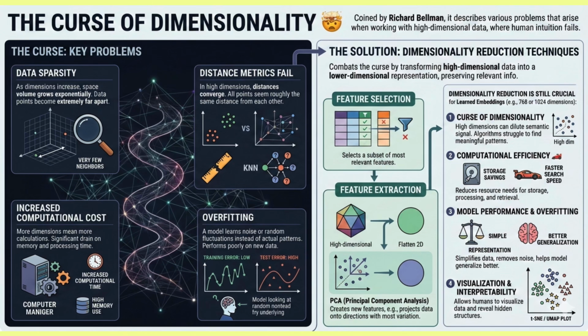So what is feature selection? This involves selecting a subset of the most relevant features from the original set and discarding the rest.